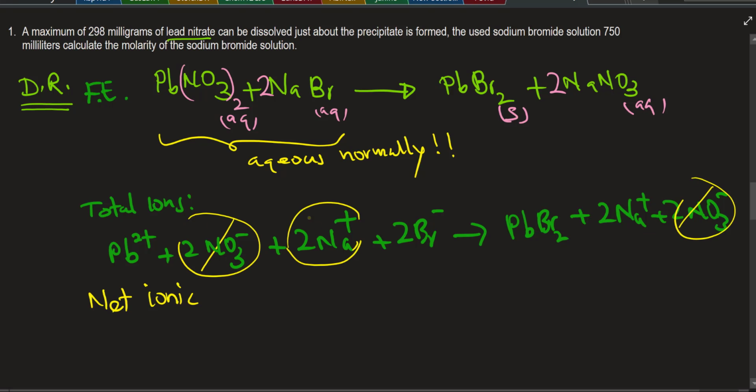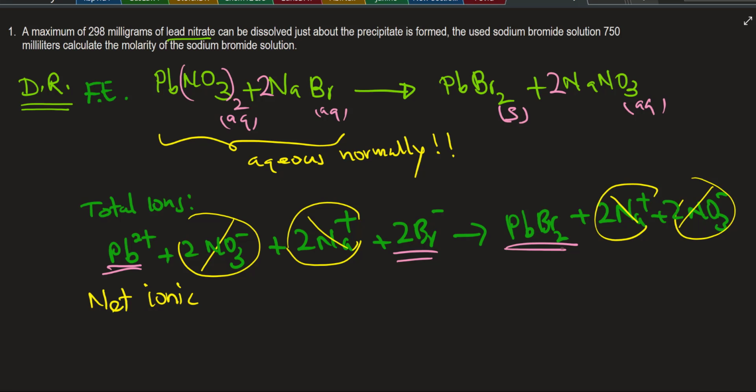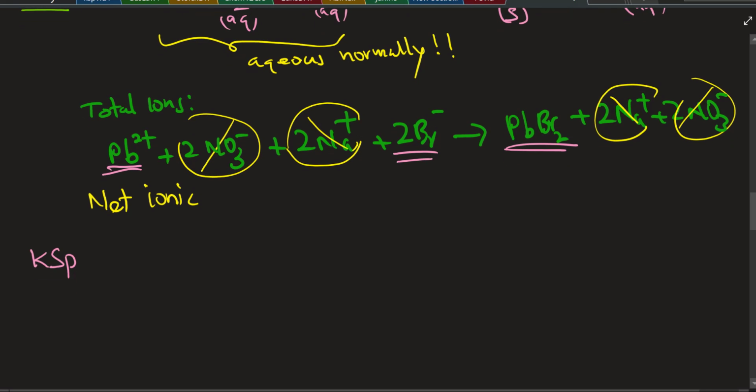Two nitrate cancel to two nitrate. Two sodium cancel to two sodium. So you have to cancel numerically from left to right, right? What is left over? Pb2 plus and 2Br minus come together to make PbBr2 solid, right? That's our KSP. Now that's how we figure out the KSP from the double replacement of the two solutions.